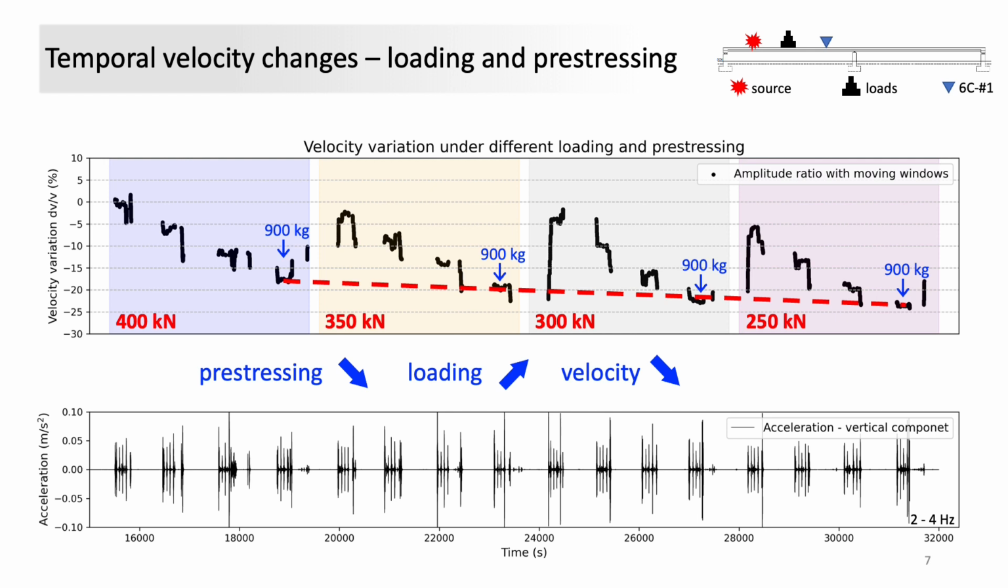pre-stressing. This is quite reasonable since the pre-stress loss will weaken the bridge, in other words, reducing the wave velocities. Besides, the step-like velocity variation suggests that the loading effect on the bridge property changes might be reversible. So how about the pre-stressing effect?